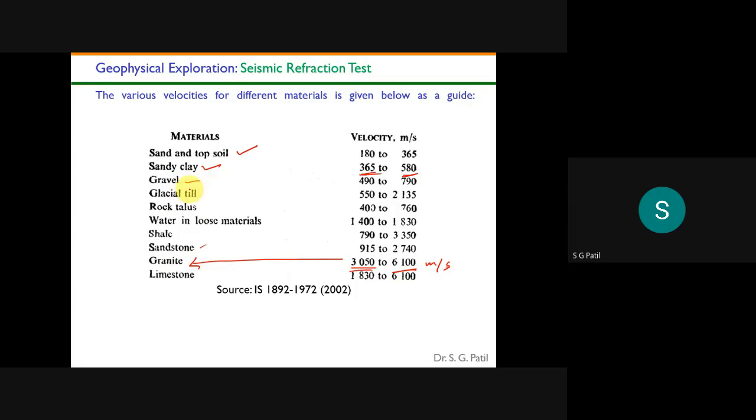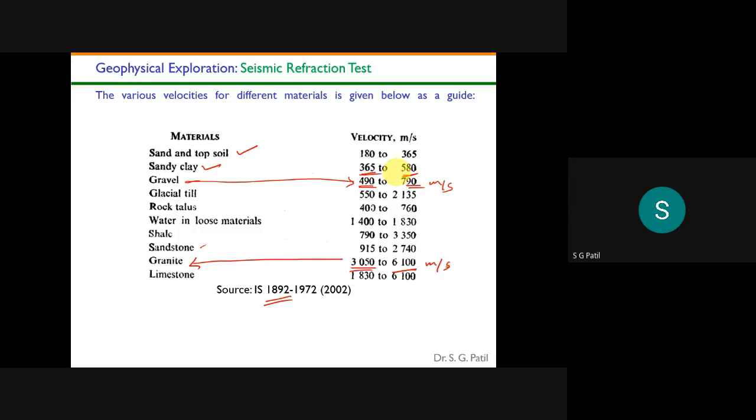If you have a gravel, then the velocity you will get is in the range of 490 to 790 meters per second. This table is taken from IS 1892. In IS 1892, if you refer, they have given the typical shear wave velocity in different soil layers. Suppose you have a soil layer of sandy clay, then you should get a velocity in the range of 365 to 580 meters per second.